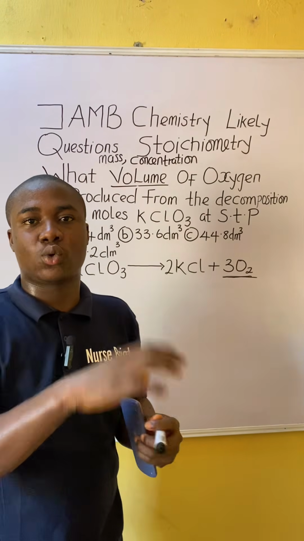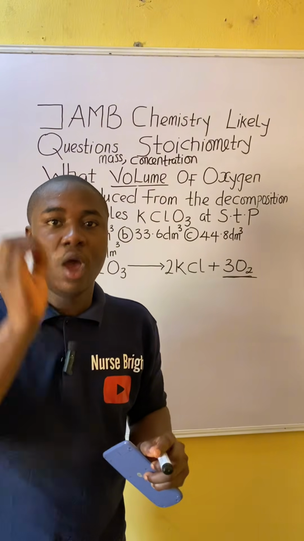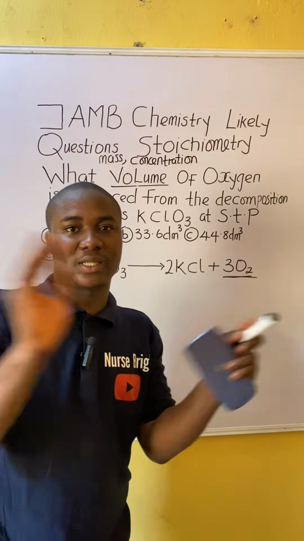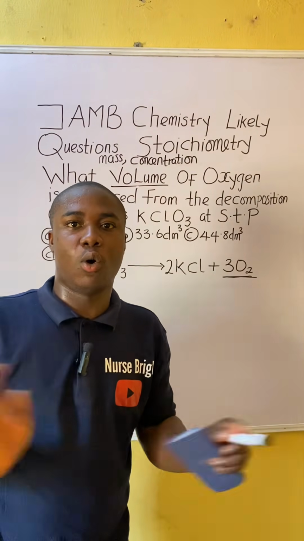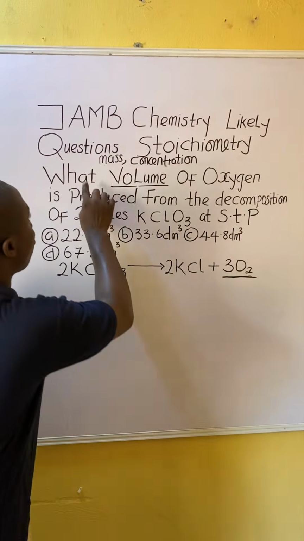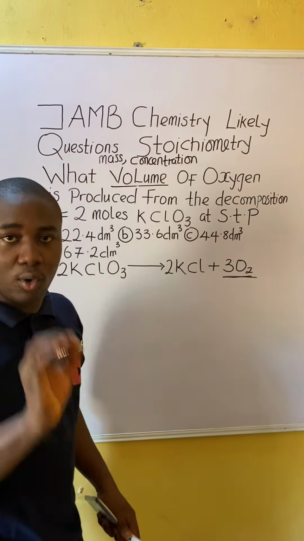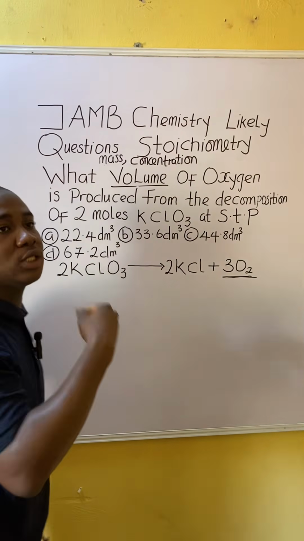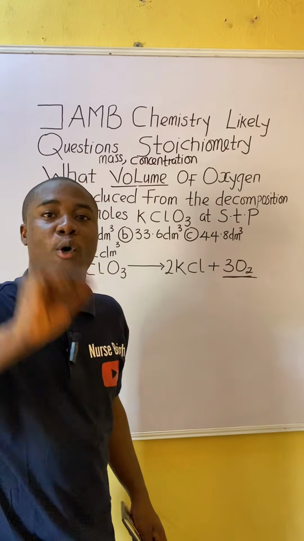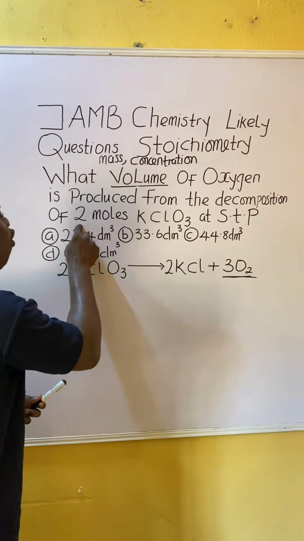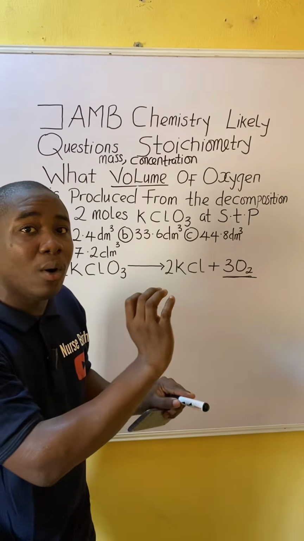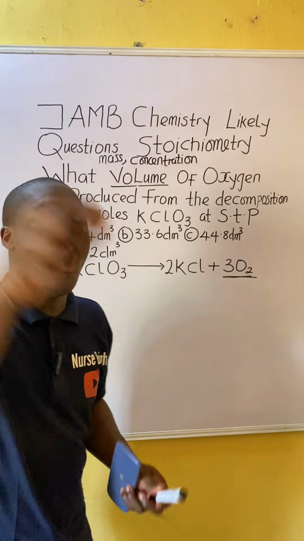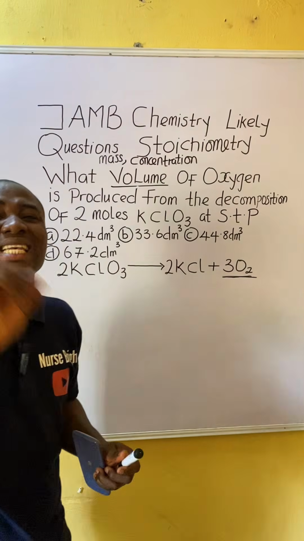Because at the end of solving this question, I'm going to tell you some things you should note whenever you're solving questions on that aspect, so it won't be difficult for you at all. Moving further, they said, what volume of oxygen, I've highlighted oxygen, is produced from the decomposition of 2 moles, we'll use that number, but just hold on, 2 moles of KClO3.